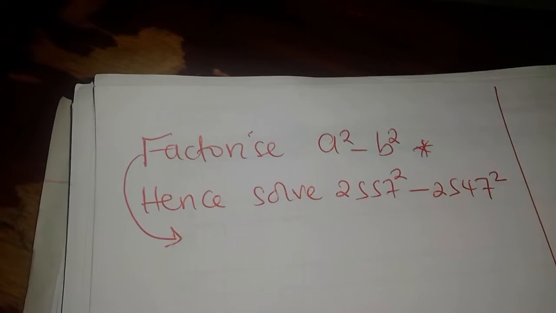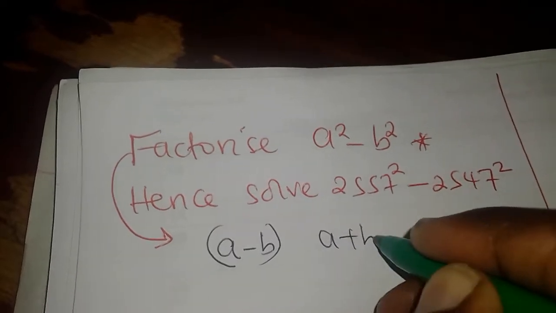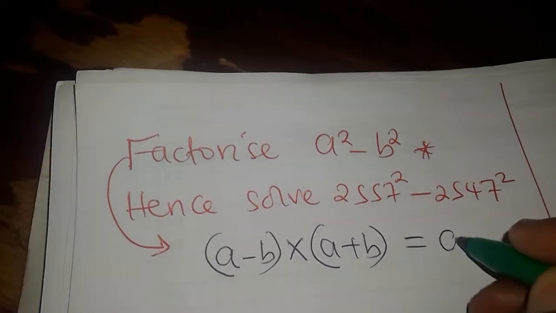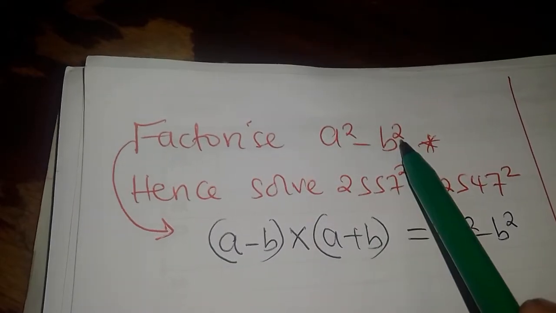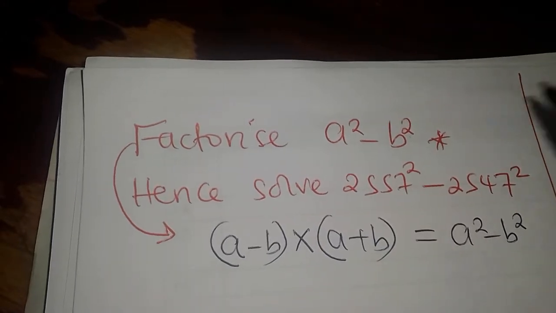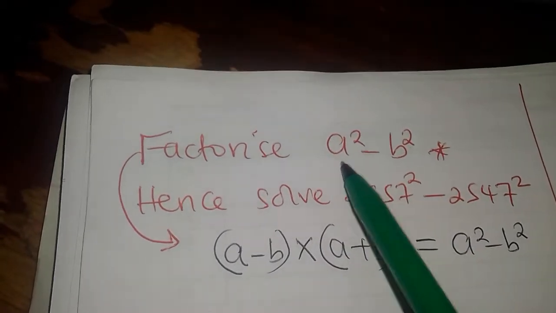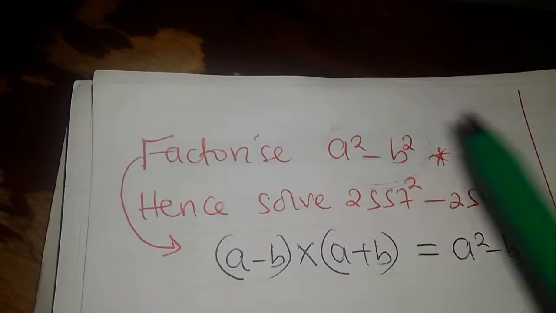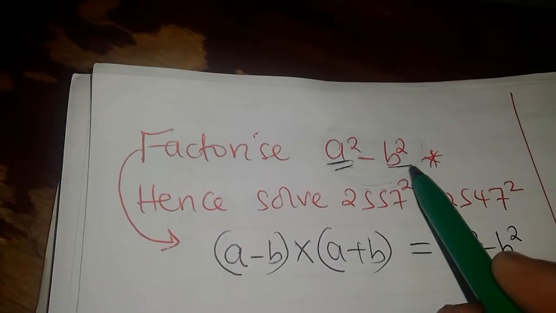Now, there's a rule that dictates that a minus b, then a plus b, when worked out, should be equivalent to a squared minus b squared. So when you find an expression having only two terms, such that the square roots of the respective terms can be found, that is what you call a perfect square. In other words, the square root of the first part can be obtained and the square root of the second part can also be obtained.